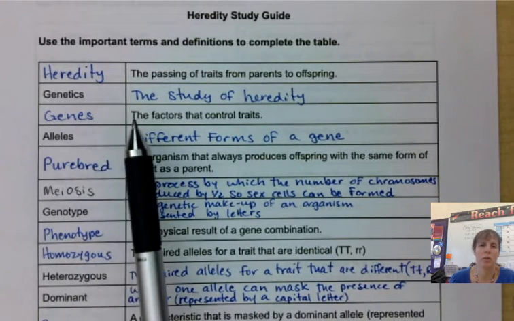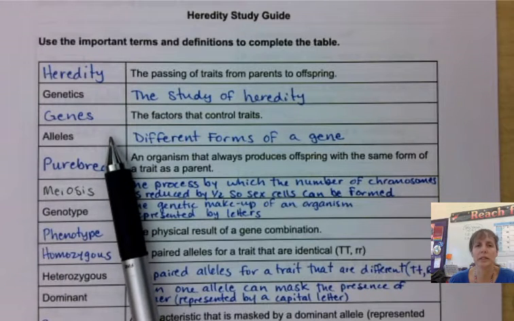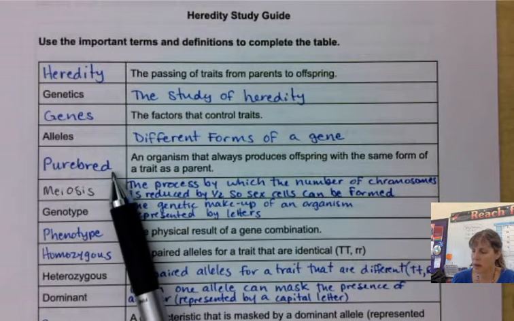Remember, genes are on chromosomes, right? Alleles are different forms of a gene. Remember, there's like a dominant allele, recessive allele. Purebred is an organism that always produces offspring with the same form of trait as the parent.